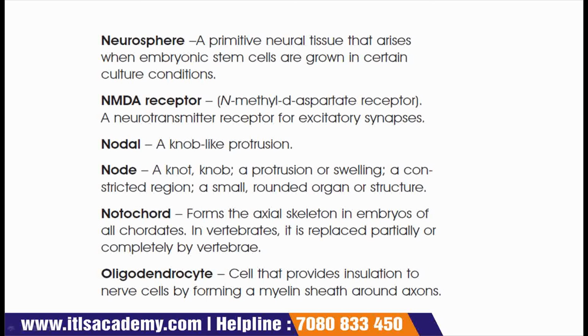Next term is oligodendrocyte. This oligodendrocyte is a cell that provides insulation. Again, insulation we have already seen to nerve cells. Insulation to nerve cells is provided by oligodendrocytes by forming a myelin sheath. Now you can see the cells that are responsible for the formation of this myelin sheath are oligodendrocytes, and this myelin sheath is present around the axon.